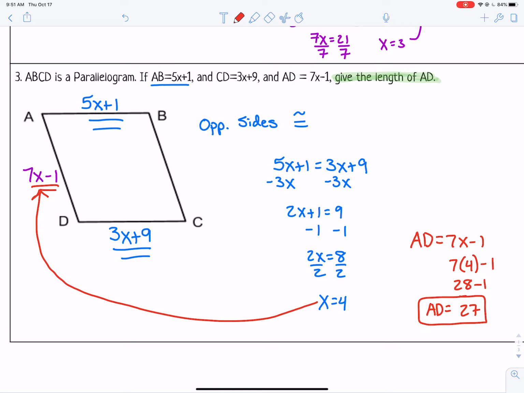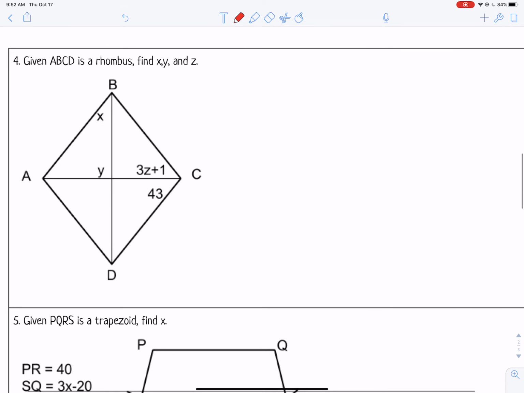Let's look at number 4. Number 4 says, given ABCD is a rhombus, find x, y, and z. Okay, so there's lots of good things about a rhombus that we know. Very quickly, I know that these diagonals are perpendicular. Diagonals are perpendicular, which means that all of these angles in the middle right here are 90 degrees, which makes y really easy to find. So y is 90 degrees.